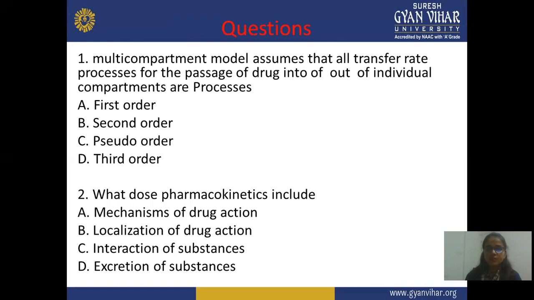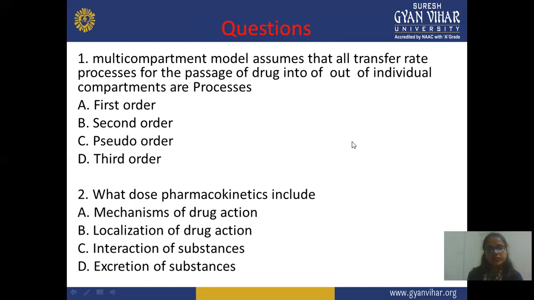In this question, the first is multi-compartmental model. Assume that all transfer processes of the passage of a drug into and out of the individual compartment are the process. Option A is first order, second is second order, third is pseudo order, and fourth is third order. Out of these ABCD options, you can select any one correct option.